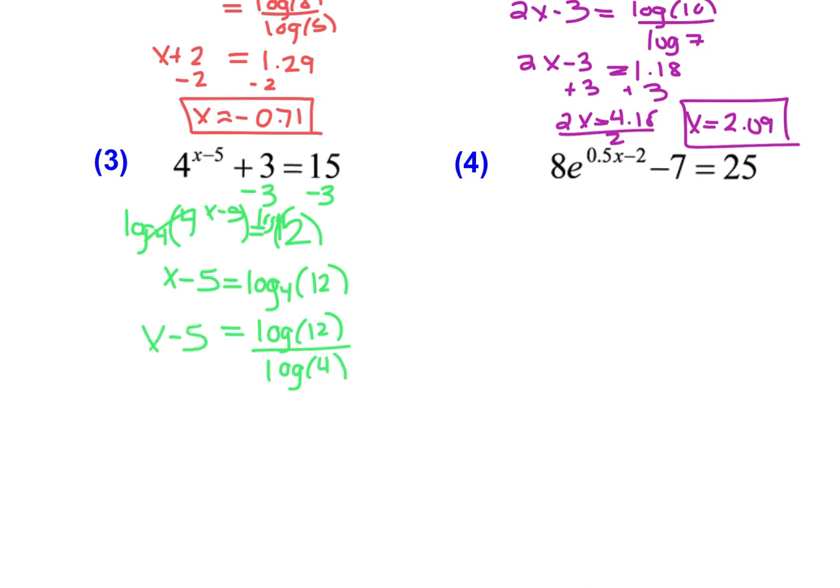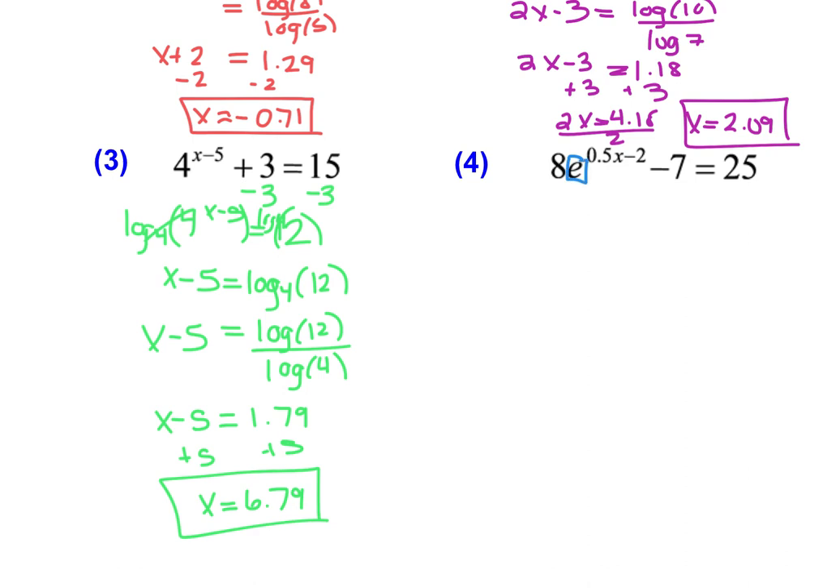If we take log 12 over log of 4, we find that we approximately have x minus 5 is equal to 1.79. We then add 5 to each side, so we end up with x is about 6.79.